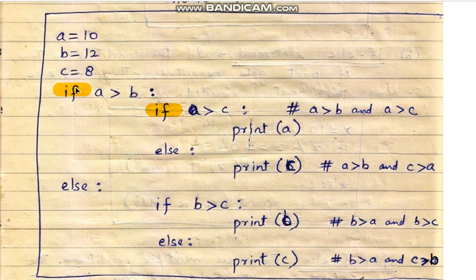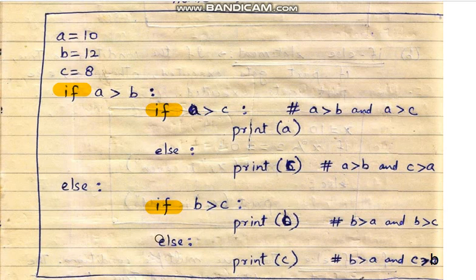Moving towards the else part of the outer if statement. This else part says that b is greater than a. Because b is greater than a, it means we are left with either b or c, not a, right? So inside this else part, we again have an if statement which is checking b is greater than c. If this condition is true, then we are left with b is greater than a and b is greater than c. So we can easily see that b is the highest value.